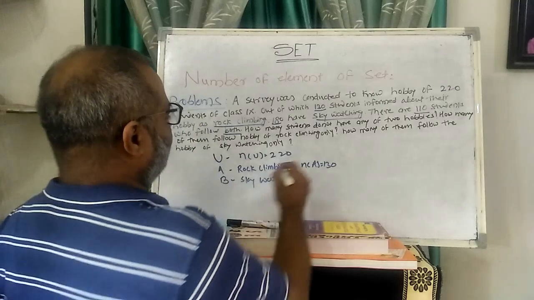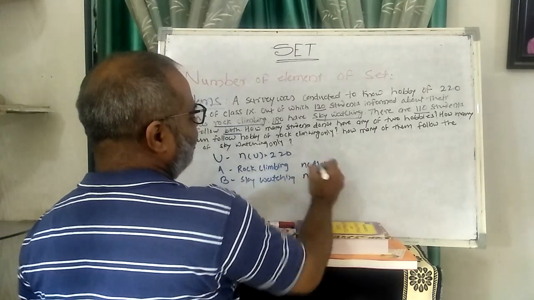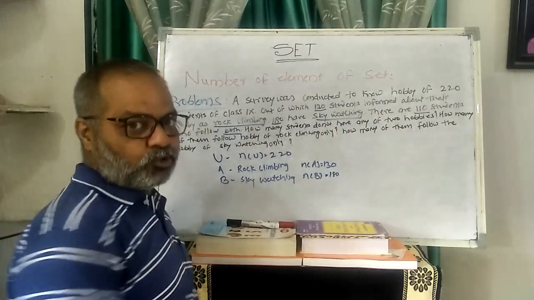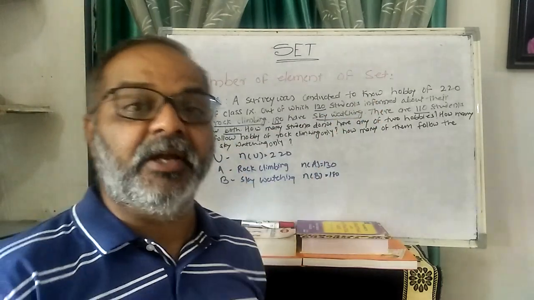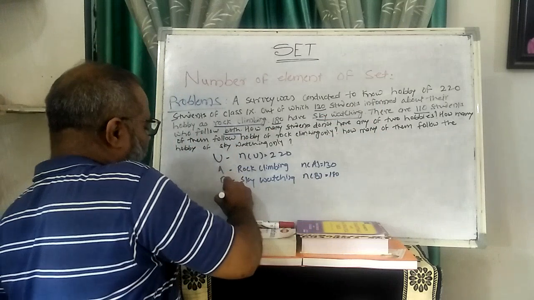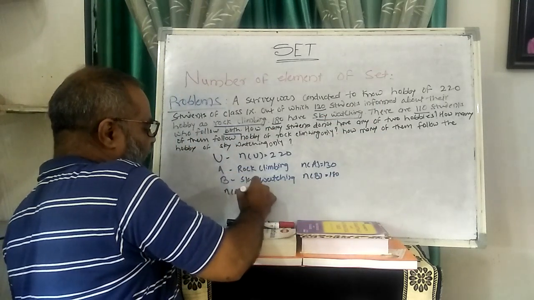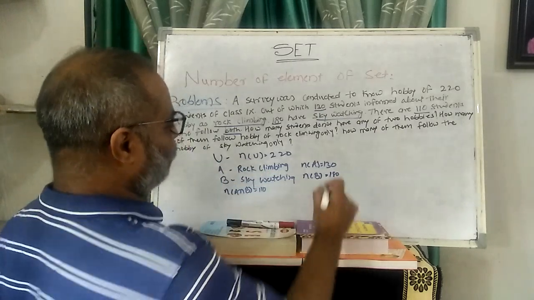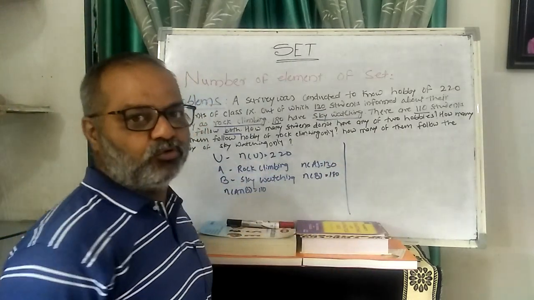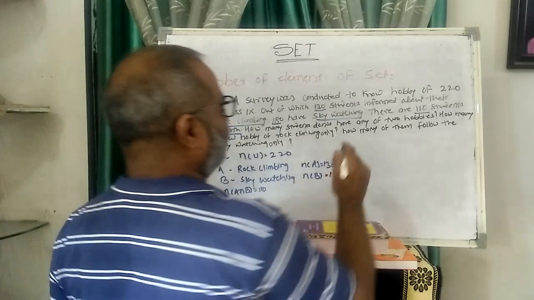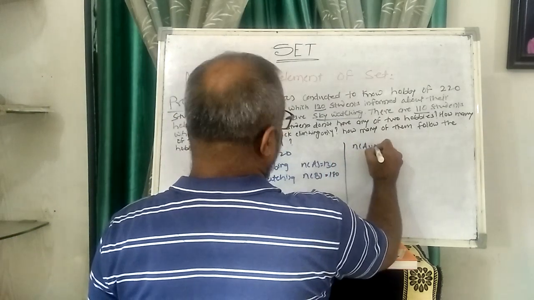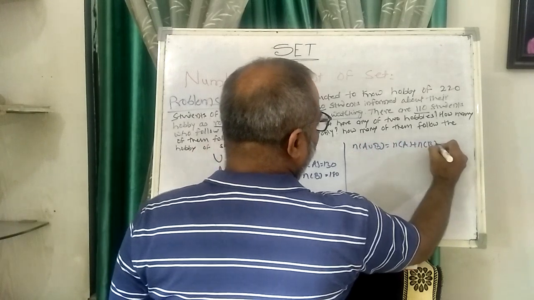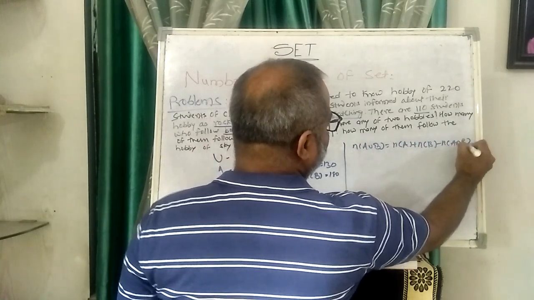So the number of students whose hobby is sky watching is 180, and 110 students have both hobbies, that means the intersection part is given. N of A intersection B is 110. So I just write the formula to find how many students do not have any hobby. First, this is N of A union B. The formula is very simple: N of A plus N of B minus N of A intersection B.